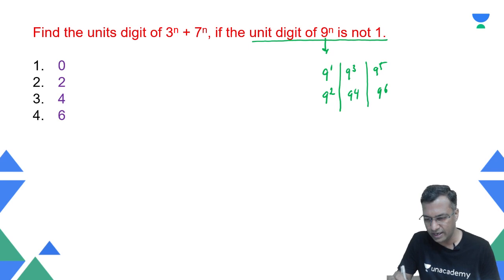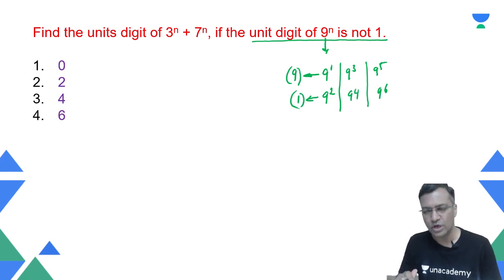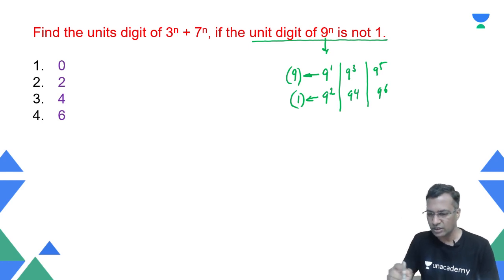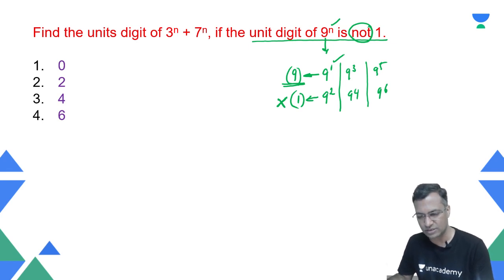We talked about it. What is the unit digit of 9 power 1? Which is 9. What is the unit digit of 9 power 2? Which is 1. That's what we said, that the cyclicity for 9 is 2. It oscillates, swinging between 9, 1, 9, 1, 9, 1. Good. So if it is not 1, then it is 9. If it is 9, the symbolic value of n is going to be 1.